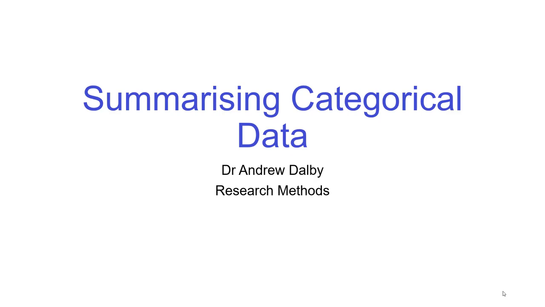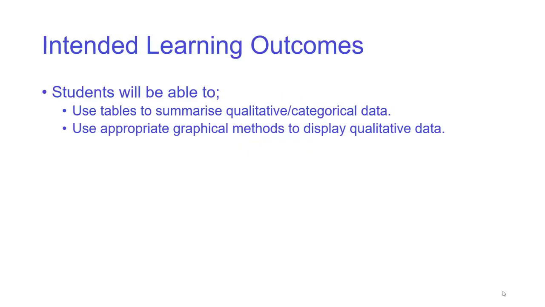Summarising categorical data has to be very different to summarising numerical quantitative data. You can't use the same sort of averages and numerical summaries that you can use for quantitative data. You can only summarise them in terms of tabulation and using graphical methods.